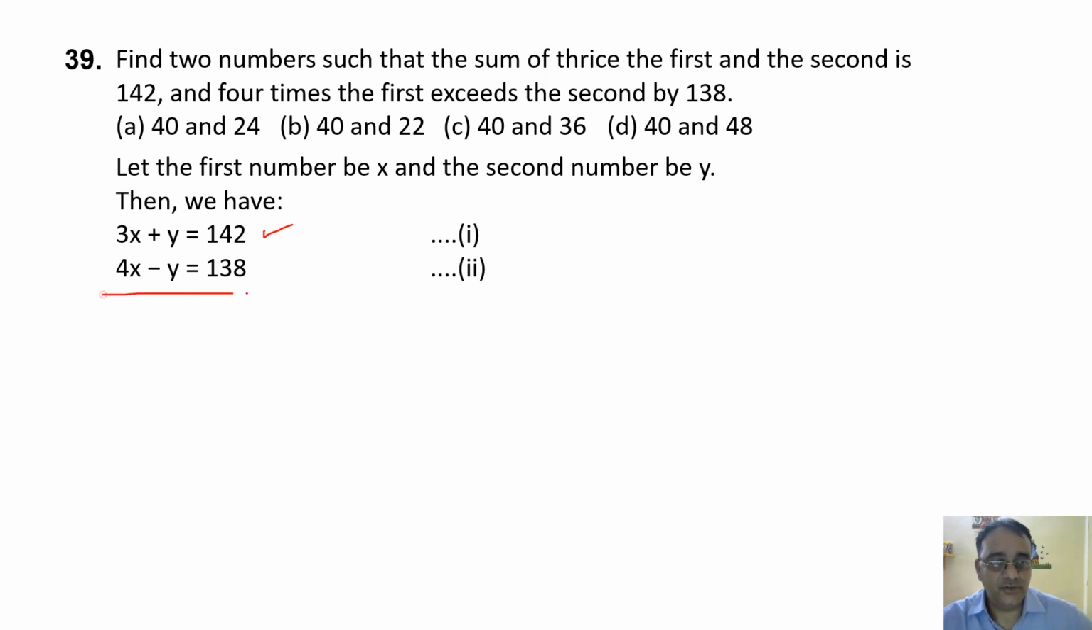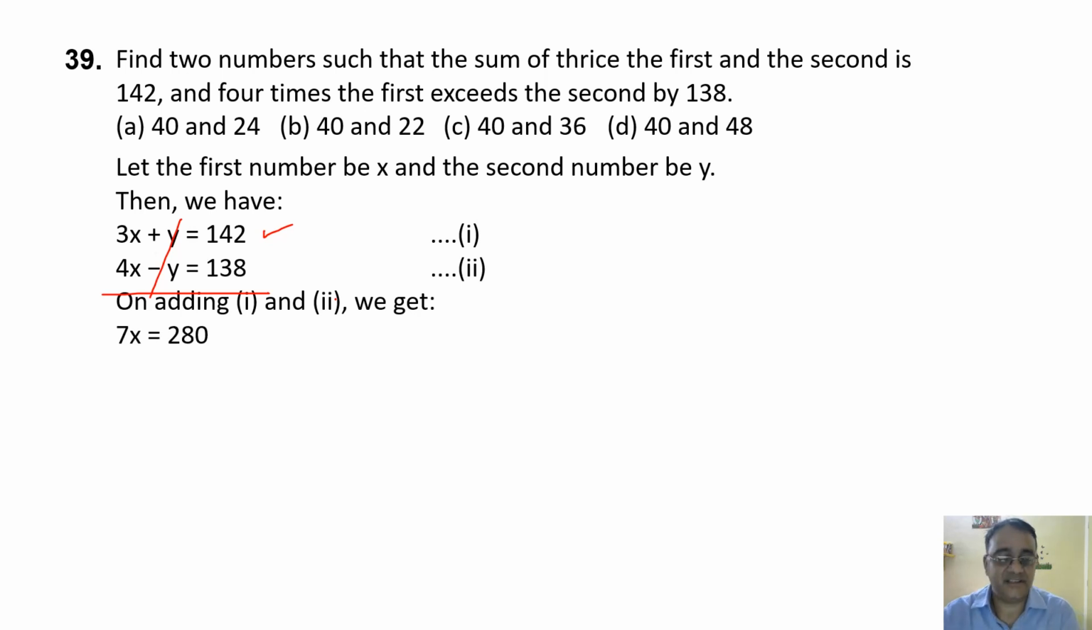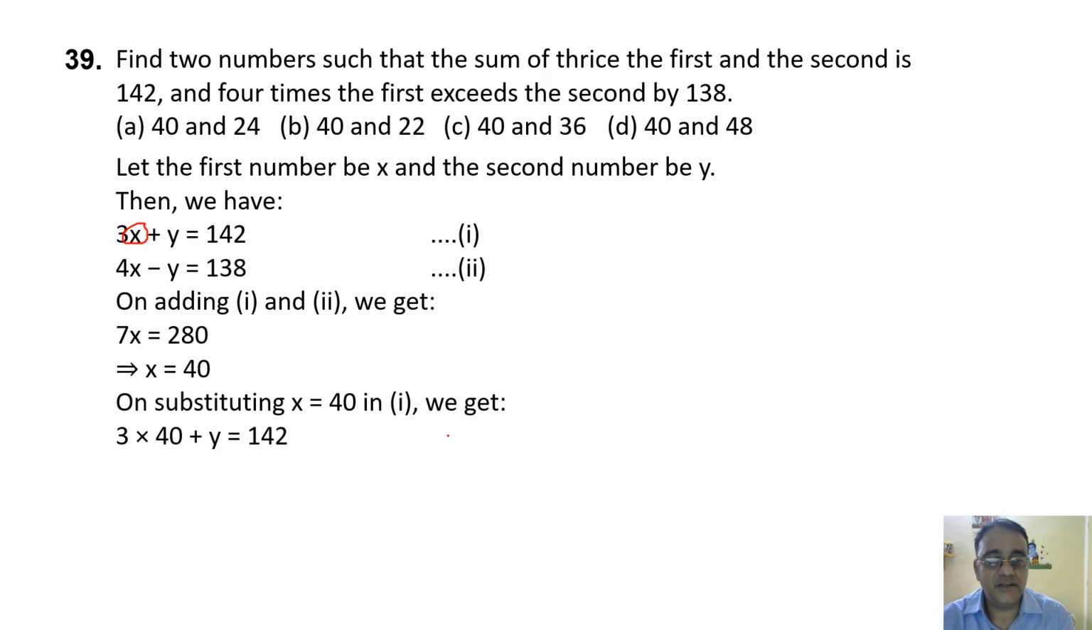Now what we have to do, we have to add. So if we add, we'll get 7x is equals to 280, right? So what is the value of x? 40. Now substitute the value of x in first equation यहाँ पे. So 3 into 40 plus y is equals to 142. तो ये 120 हो जाएगा. 120 को इधर shift करो.